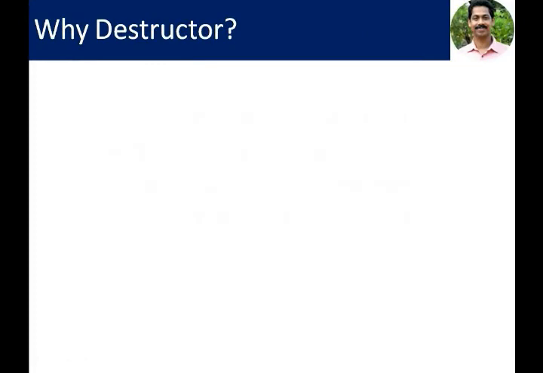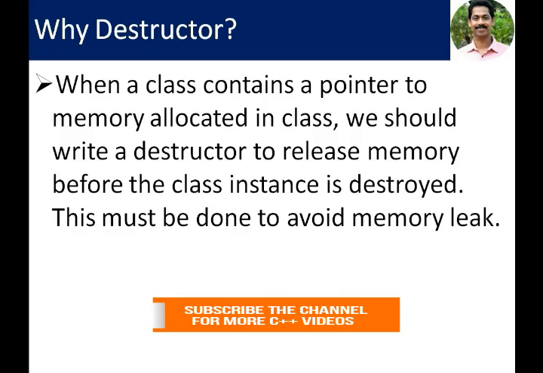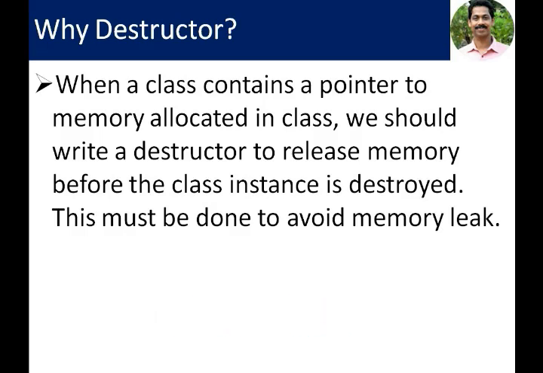Then why are we using destructors? When a class contains a pointer to memory allocated in the class, we should write a destructor to release the memory. Usually we allocate memory when defining objects. These memory spaces must be freed before the class instance is destroyed. Class instance means object. Before the object is destroyed, we must release all the memory allocated for it. Otherwise, the system leads to a memory leak. Memory leak means garbage accumulating in memory.